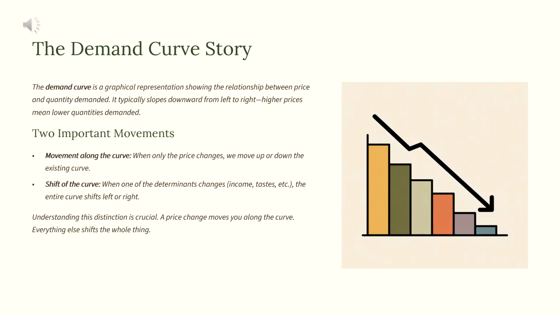There are two important movements: movement along the curve and the shift of the curve. Movement along the curve is when only the price changes; we move up or down the existing curve. So it's only dependent on the price. But the shifting of the curve is when one of the determinants changes, like income or taste, and the entire curve shifts left or right. When the curve shifts left, it means the demand decreased. Otherwise, when it shifts to the right, it means the demand increased.